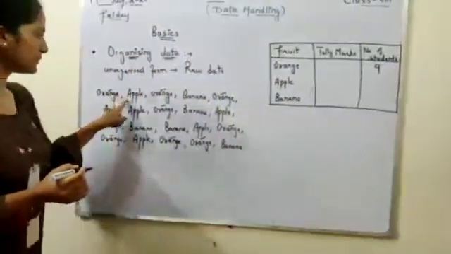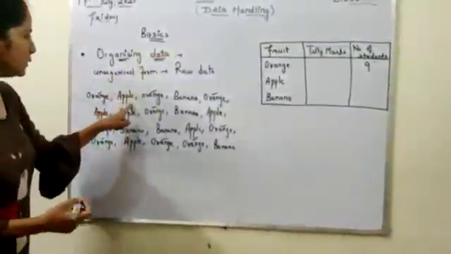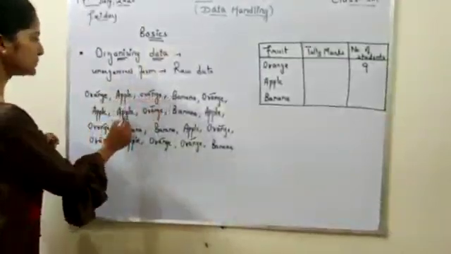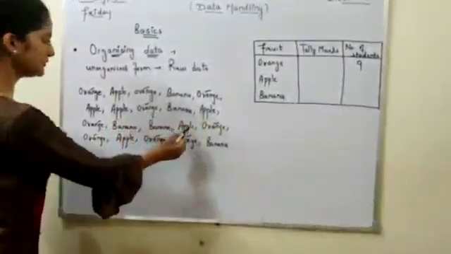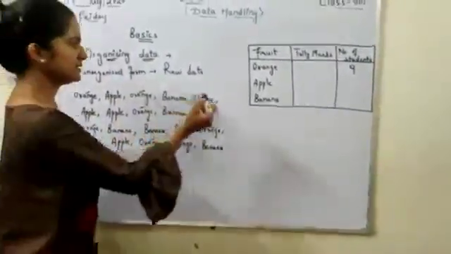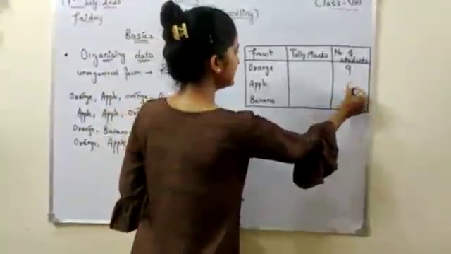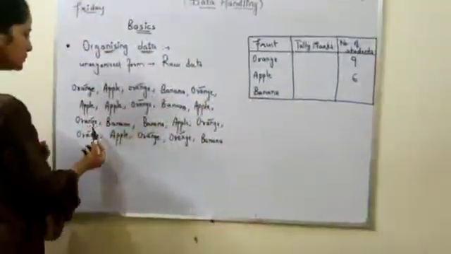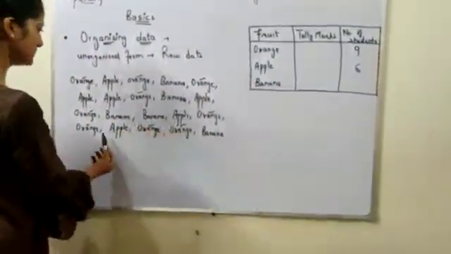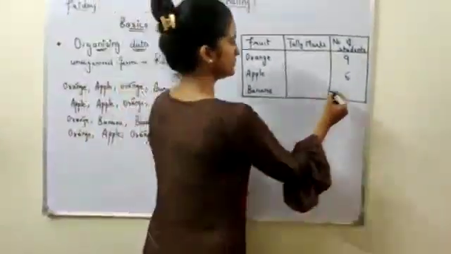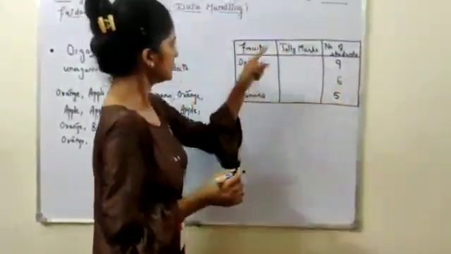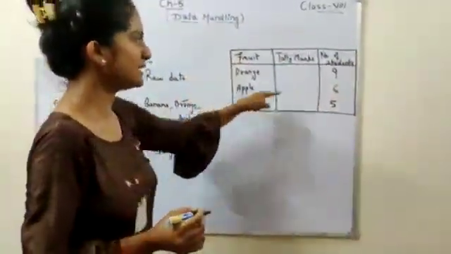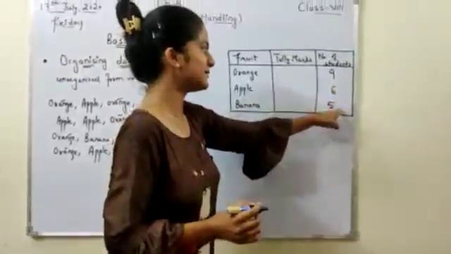Now count the number of students who like apple. 1, 2, 3, 4, 5 and 6. So 6 students like apple. Now banana. 1, 2, 3, 4 and this one is our 5. So the fruits are orange, apple, banana and the number of students are 9, 6, 5.